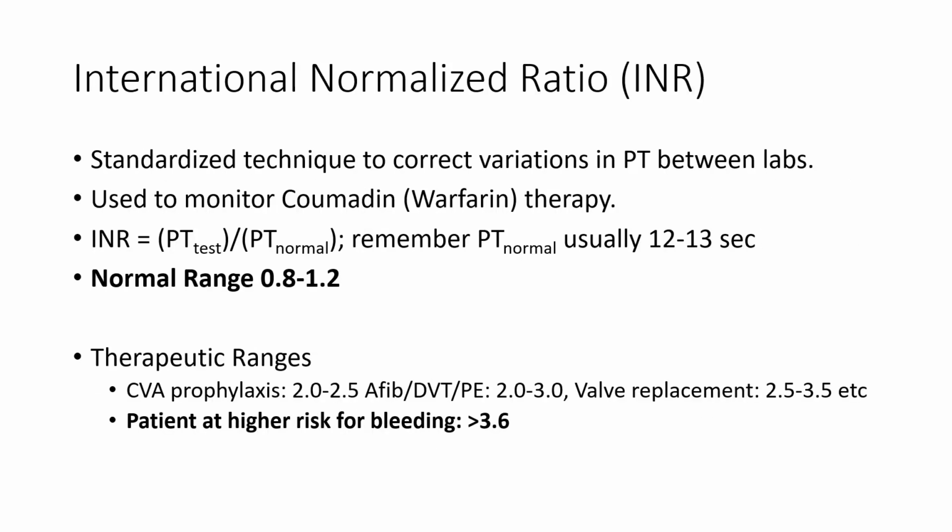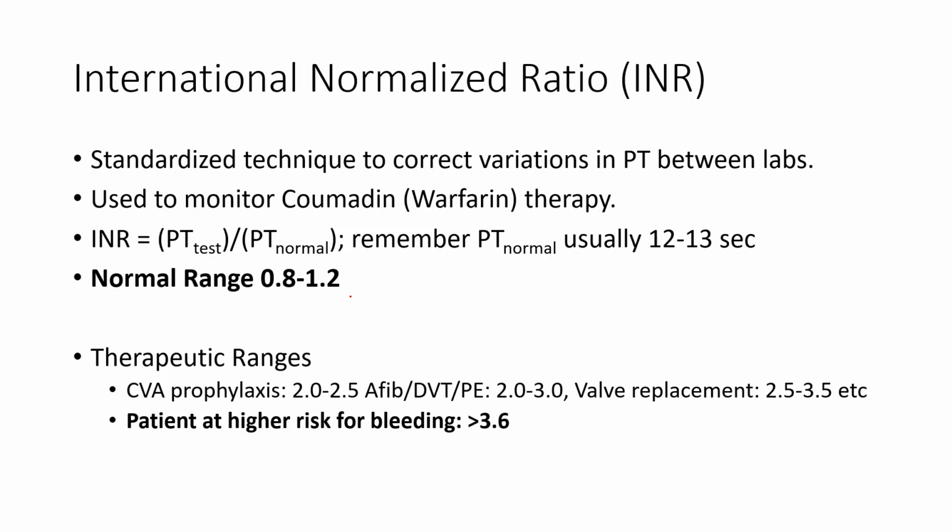Now, what makes things probably easier, because again, remembering seconds or not, is this value, the international normalized ratio, which again compares things to a normative value to make labs consistent across facilities. Basically, what we do is take the test that we've done in this patient and compare it to a normative value, which is usually 12 to 13 seconds. And then we get a normal range. A normal INR, you can just remember, it's 0.8 to 1.0. It's typically a value of 1, right? So these are both 0.2 below 1, so 0.8 to 1.2.